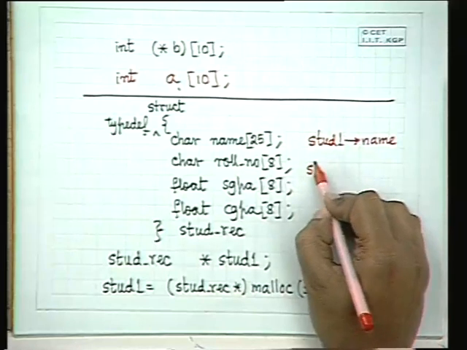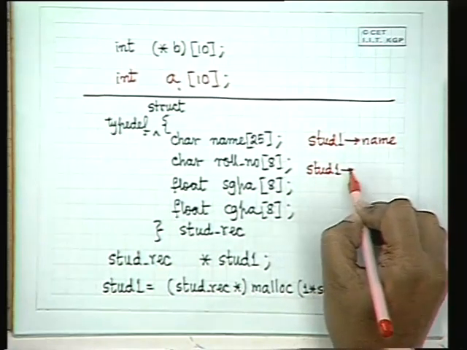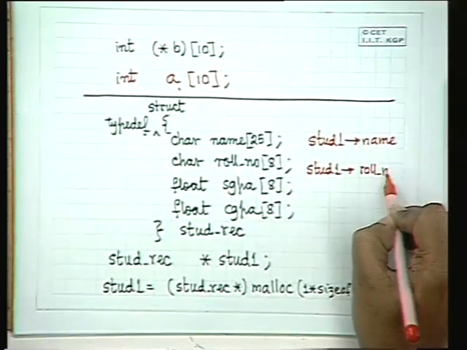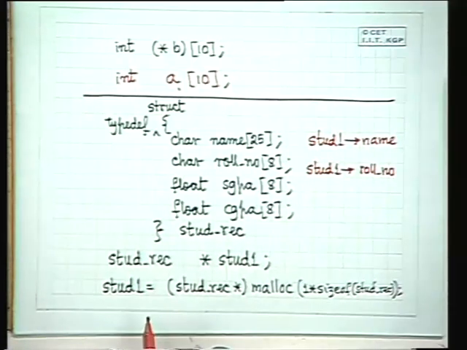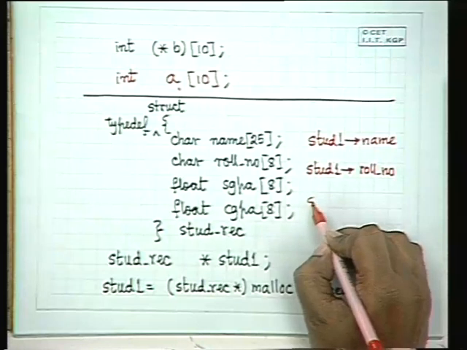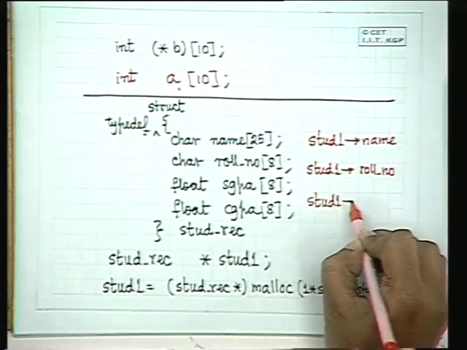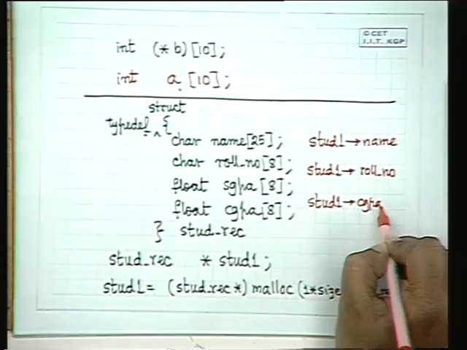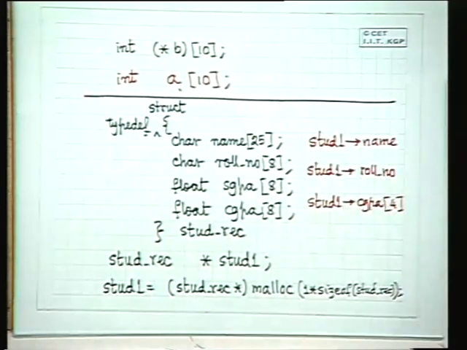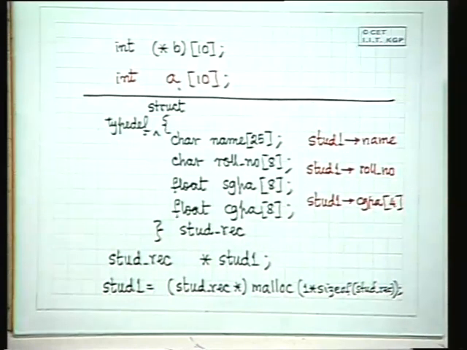Roll number will be stud1 pointer. The fifth semester CGPA of this student will be stud1 pointer. So this is just the modification in the student record program that we had written, which will lead us to this structure. So we can have a quick look at that program now.